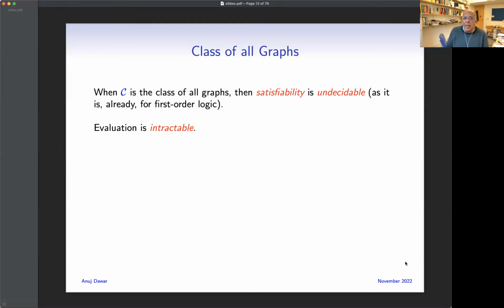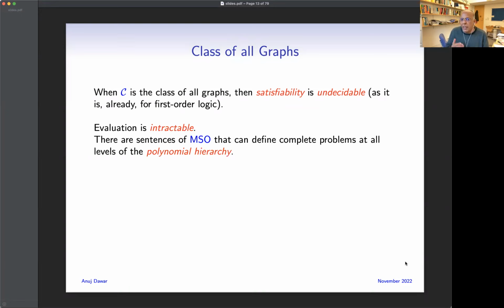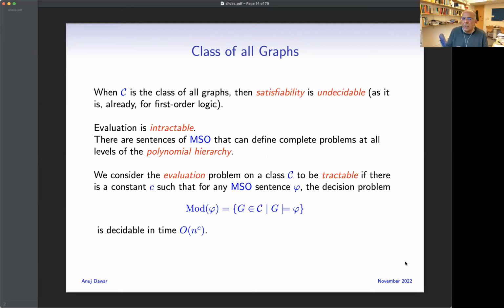And the evaluation problem is intractable. By that, you can fix a single sentence of MSO which defines an NP-complete problem, like graph 3-colorability. In fact, you can go up the polynomial hierarchy to any level and find complete problems there that are expressible in MSO. So in that sense, the class of all graphs is bad. MSO is much too rich a logic for us to consider. So when I say that the evaluation problem is tractable, I will mean the following. It's a version of what's called fixed parameter tractability, but just take this as our definition of tractability.